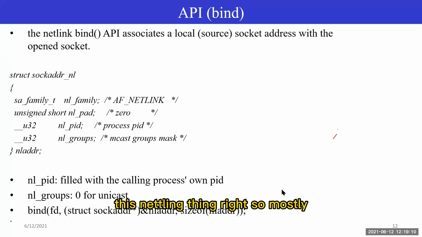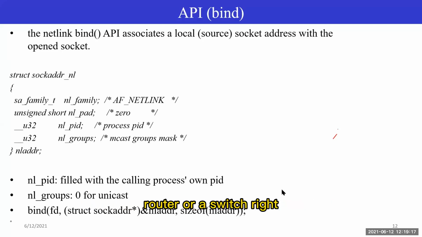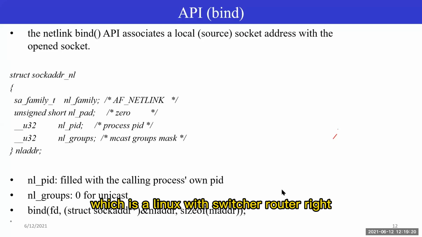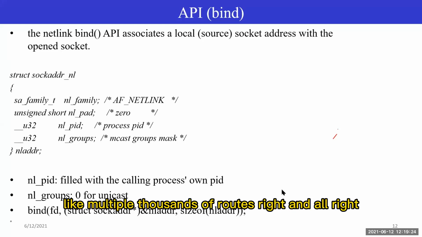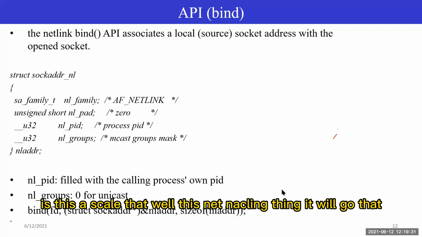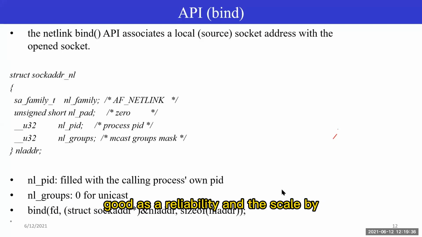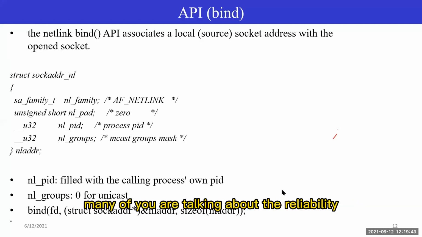So yes, this Netlink thing, right? Mostly what I'm asking is from the perspective of a router or a switch, which is Linux based, where we have multiple thousands of routes. Does this Netlink thing scale that well? It will go that good in reliability and scale, and again, what you are trying to achieve through this Netlink stuff, many of you are talking about the reliability.